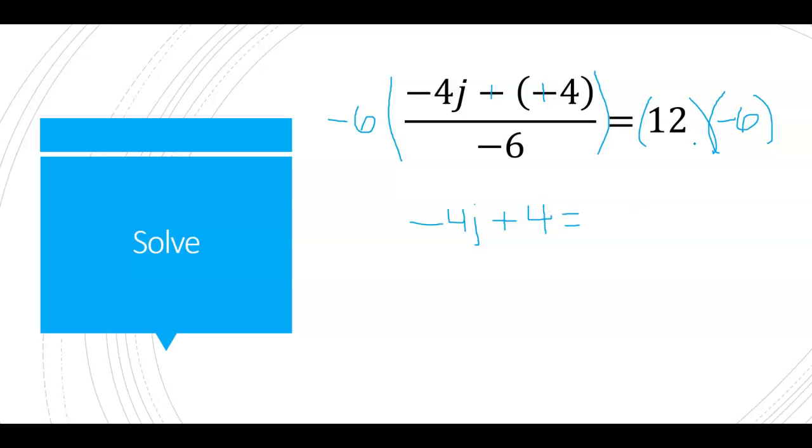Negative 6 times 12. What's negative 6 times 12? Madison? It would be negative 72, yep, because this is positive and that is negative. So we get a negative, yes.